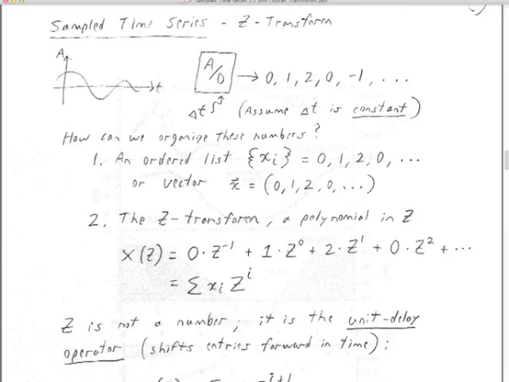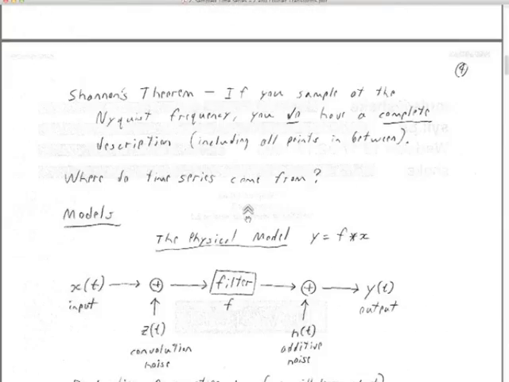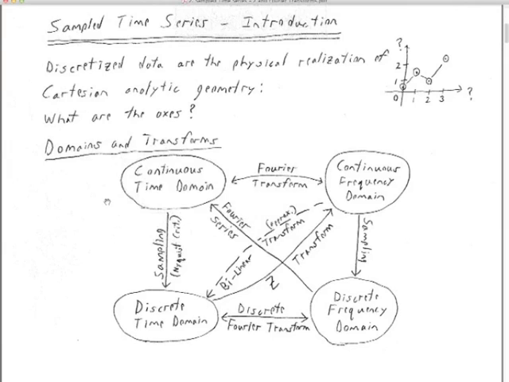All right. So now it's time to dig into the nitty gritty of how we represent time series, and then what can we do with them to transform them into these different domains. Remember, we had this diagram of the different domains. We have the continuous time domain, which we can sample into the discrete time domain, and that's what we're going to start with now, and we're going to use a Z transform to actually get into the continuous frequency domain. So that's where we're headed at the moment.